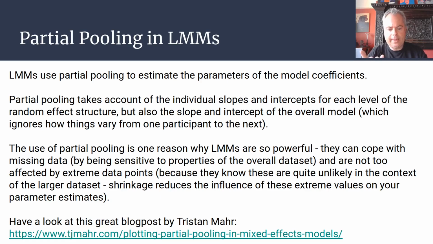They can cope with missing data because they can be sensitive to properties of the overall data set. They're not too affected by extreme data points because in the context of the data set, the model knows that these extreme data points are quite unlikely, and their influence is actually reduced when those models are built. This is a property known as shrinkage, which reduces the influence of these extreme values on the parameter estimates.